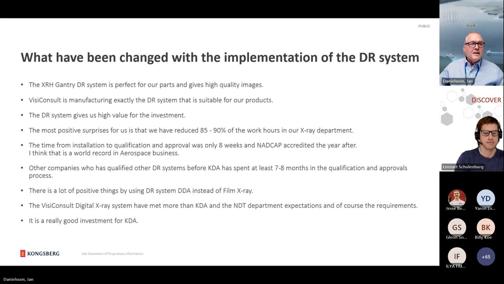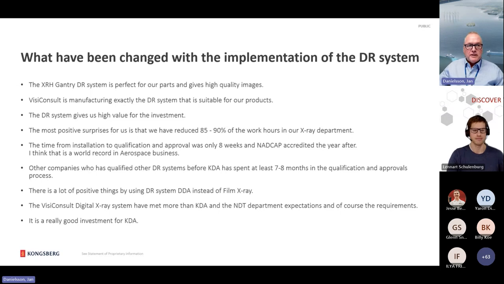So the most positive surprise for us is that we have reduced 85 to 90% of the work hours in the X-ray department. The time from installation to qualification and approval was only 8 weeks, and we were NADCAP accredited the year after. I heard that it must be a world record in the aerospace business. Other companies who have qualified other DR systems before us have spent at least 7-8 months in the qualification and approval process.